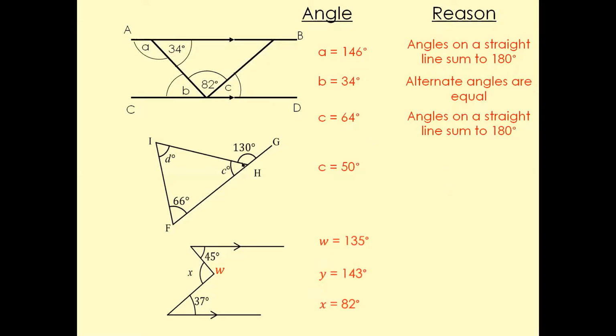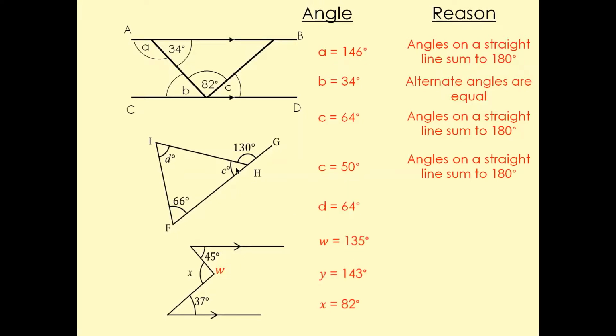For this one, C is going to be 50 degrees. And again, it's a simple reason. Angles on a straight line, they all add up to 180 degrees. So that is going to be 180, take away 130, and that will give you 50 degrees.